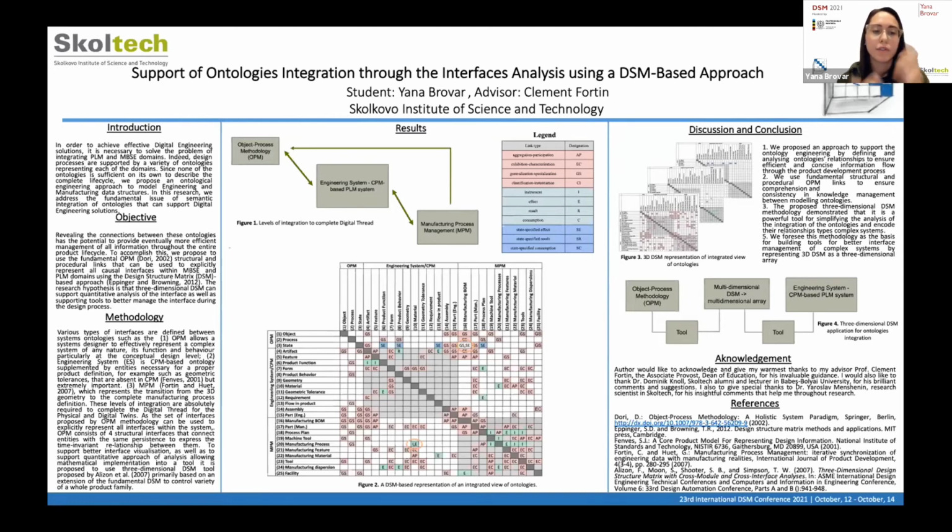And to conclude, we foresee this methodology as the basis for building tools to better interface management of complex systems to provide a translation of OPM model to engineering system model through the integrated DSM. That could be implemented through the extraction of CSV file of OPM model, further mapping of each model, entity, and relationship through the integrated DSM of ontologies with entities and relationships of engineering system model.